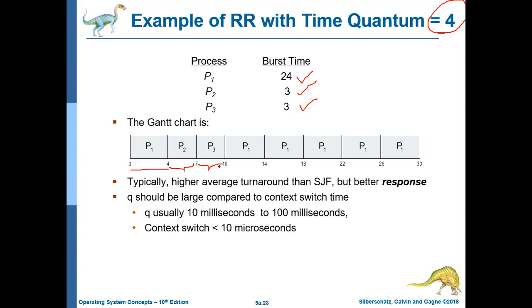Again we pick P1 for 4 units of time, then again P1 for 4 units of time, until P1 completes its 24 units of execution time. So in this way, we are going to manage the different aspects of different scheduling algorithms.